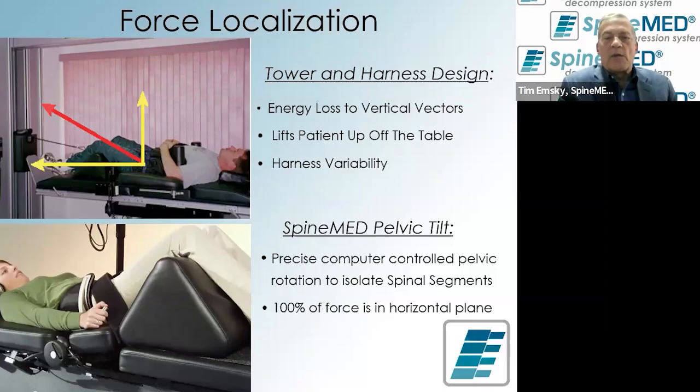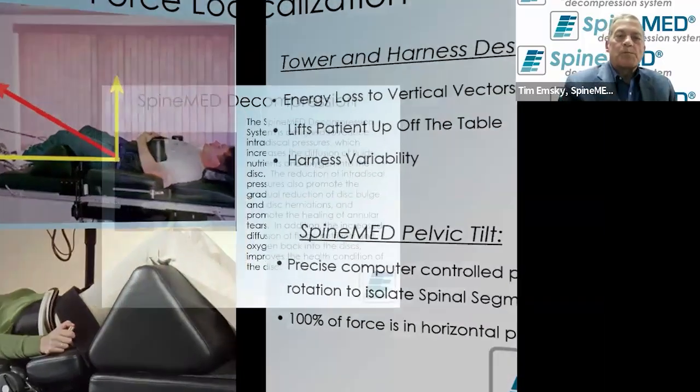So with SpineMED, again, we went one step further in that once the patient is captured on the device, we have a patented pelvic tilt, which then places the patient's pelvis into flexion between 0 and 25 degrees so that we can target specific spinal segments. And therefore, 100% of the distraction force is in the horizontal plane. Now, this isn't finite in that if you target L4-5 at 10 degrees, it's not that you're only distracting L4-5, but that is the target segment. There is still distraction at L5-S1 and further up the spine. So it's not that it's finite, but it is focused.